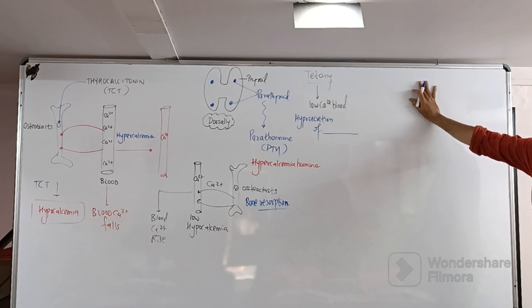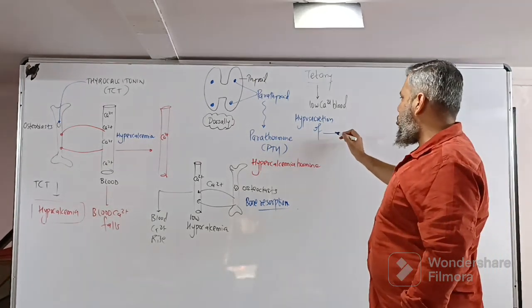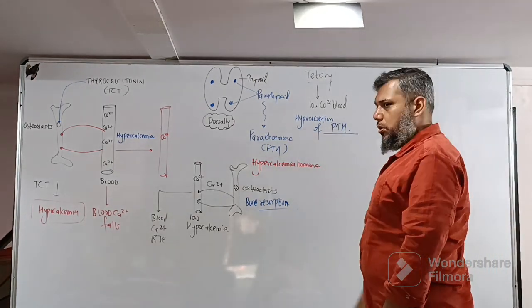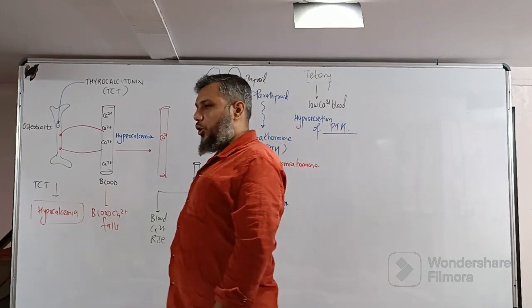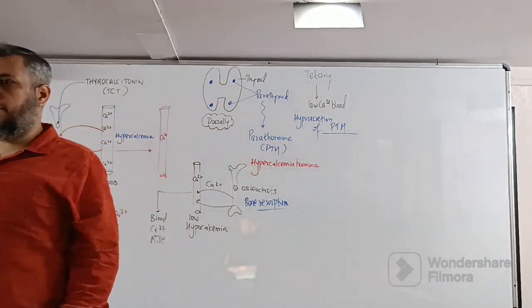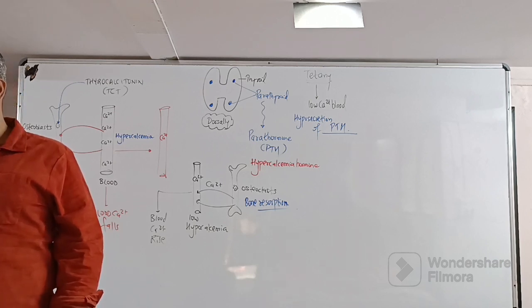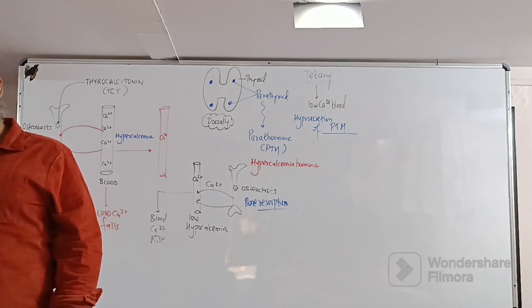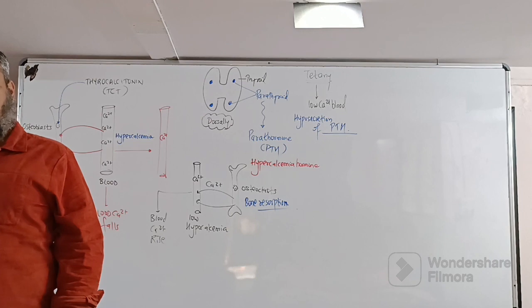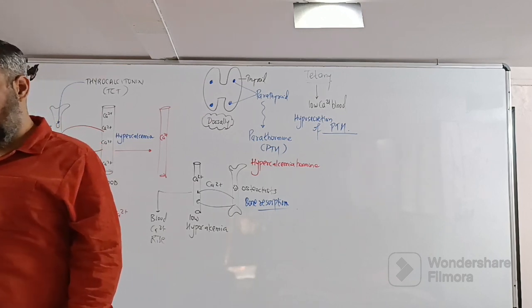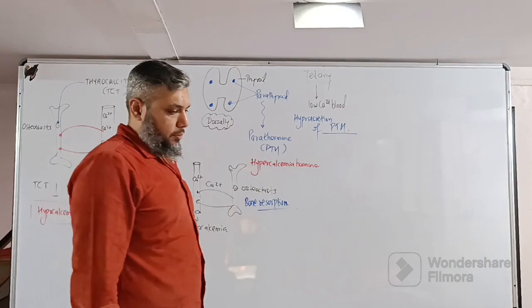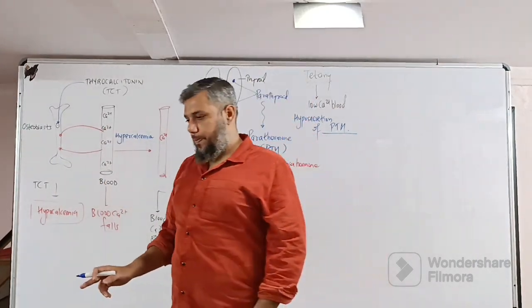So what is the name? PTH. So, did you understand my point? We studied tetany in locomotion and skeleton, right? What was tetany? Rapid muscular spasms. It's called tetany, and it is caused due to low calcium, and low calcium can be due to hyposecretion of parathormone. Did my class follow everybody?